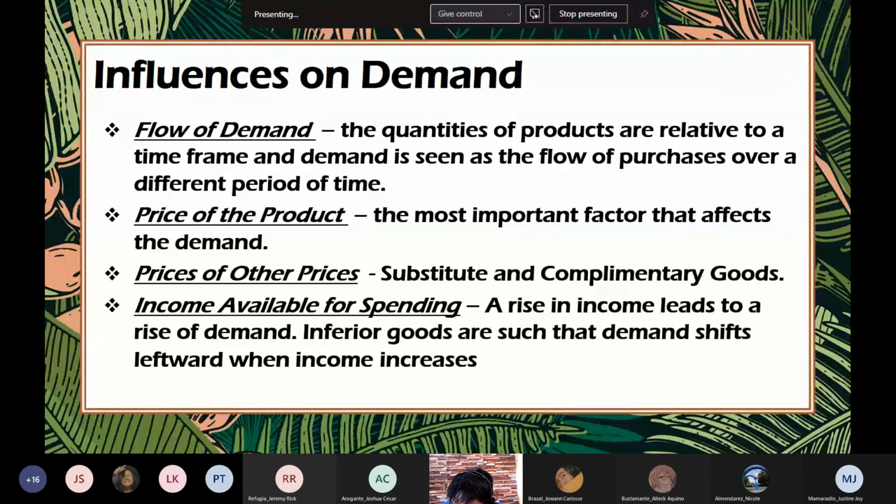Reyes. A rising income leads to a rise of demand. Inferior goods are such that demand shifts leftward when income increases. Okay, no, thank you.